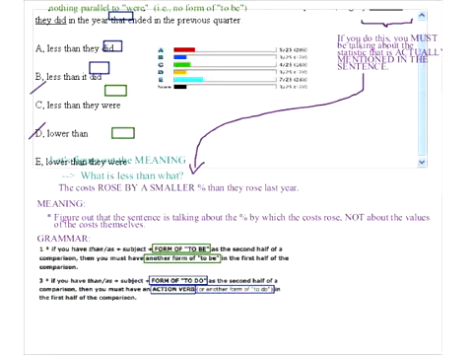Okay. Other errors in the other choices. B is incorrect because there's no it. Cost is plural. So we can get rid of that. So this doesn't make sense here. This is a pronoun error.